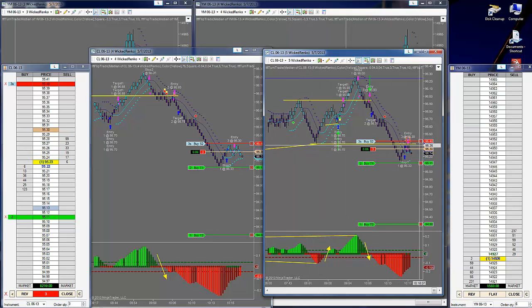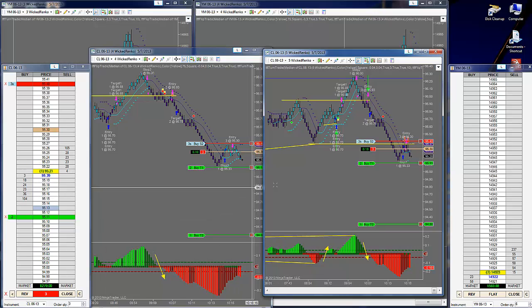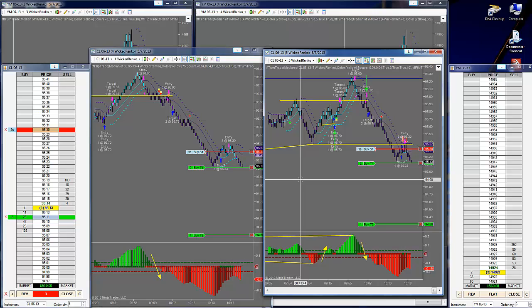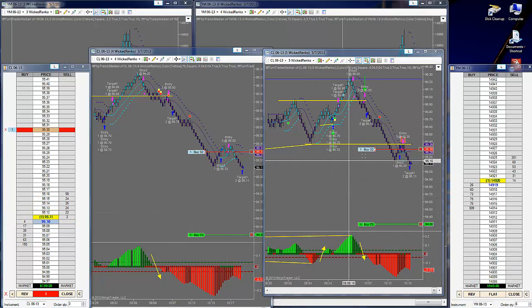This is where clear support and resistance can override any, especially extended reverse divergence. Let's see it get down to 15. Go to break even. There we go. I hit it once. All right, we got another 2 off here, and we will trail.